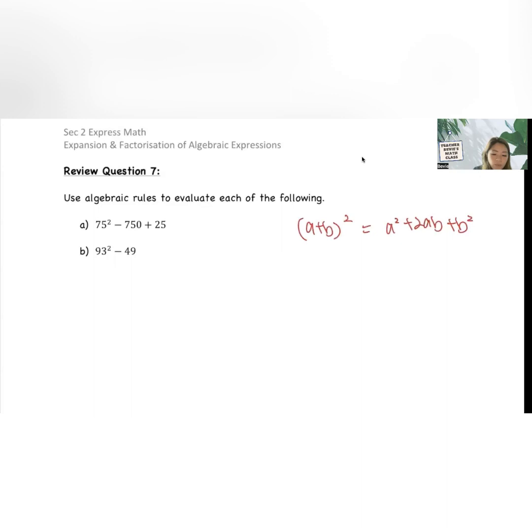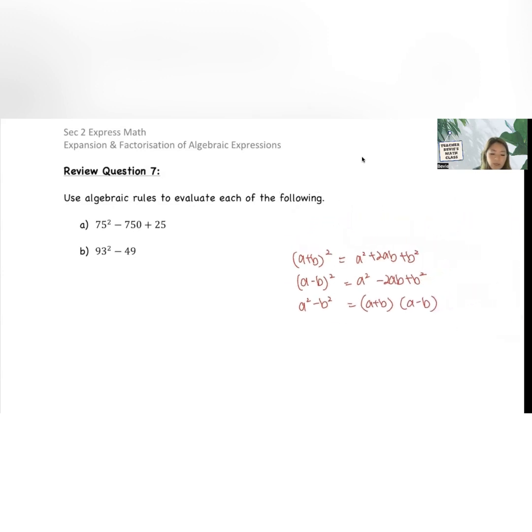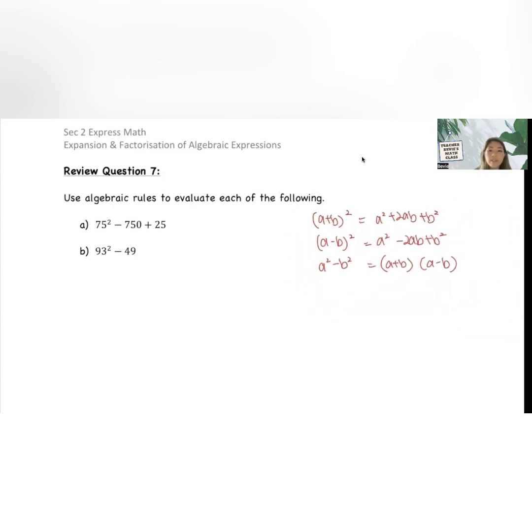The second one is similar, just that it's (a - b) squared, which gives me a squared - 2ab + b squared. And finally, the last one, a squared - b squared, gives me (a + b)(a - b). I'll leave all these three special identities here for reference later on.